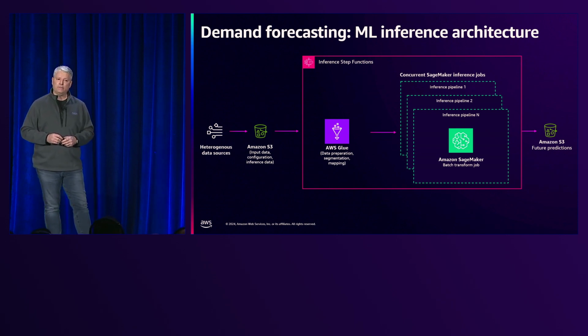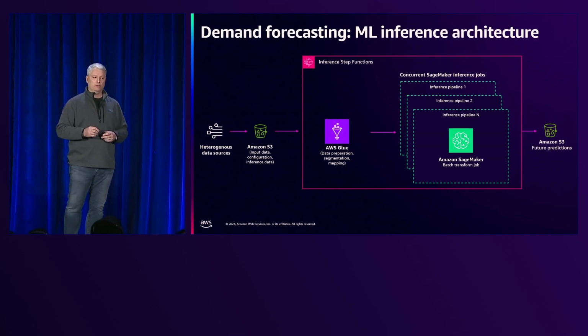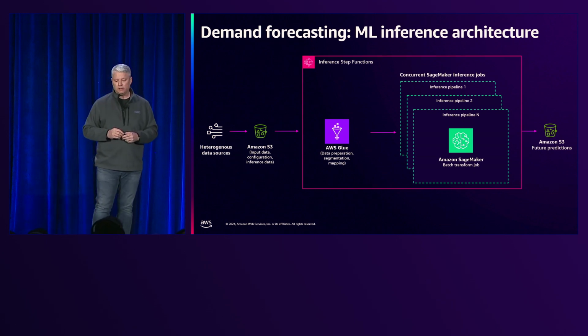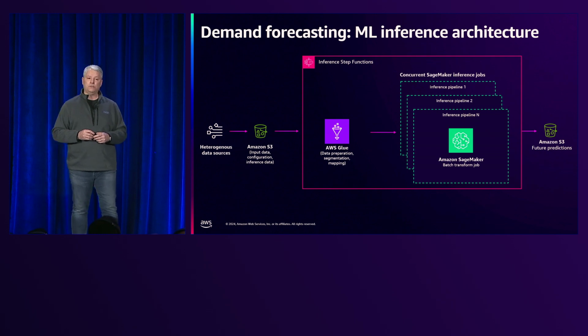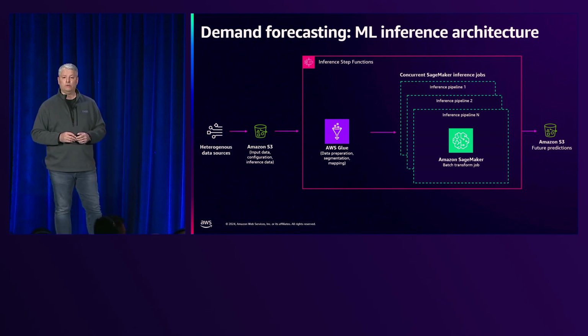The number of concurrent jobs is controlled by the step function. That allows Gosoft to make predictions for nearly 250 million item and store pairs every week within the required SLA. We use the power of the serverless SageMaker inference jobs to divide and conquer. The predictions are landed on S3, and those become the input to the next part, where they go into a replenishment cycle.